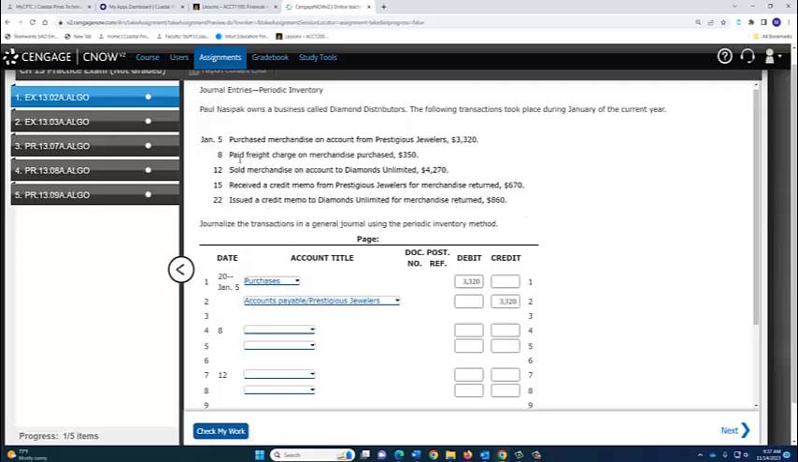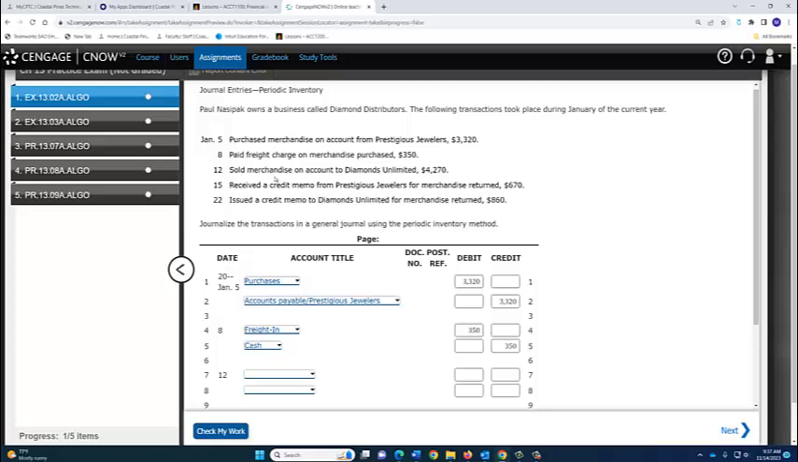On the 8th, we paid freight charge on the merchandise purchased of $3.50. Under the periodic inventory method, we take that directly to the freight in account. And it was paid, so that means it's going to come out of our cash. And that amount was $3.50.